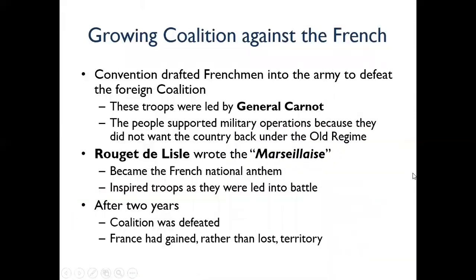Okay. Next is the growing coalition against the French. The convention drafted Frenchmen into the army to defeat the foreign coalition. These troops were led by General Carnot. The people supported military operations because they did not want the country back under the old regime. They don't want to go back again to the monarchs. So they supported the military.